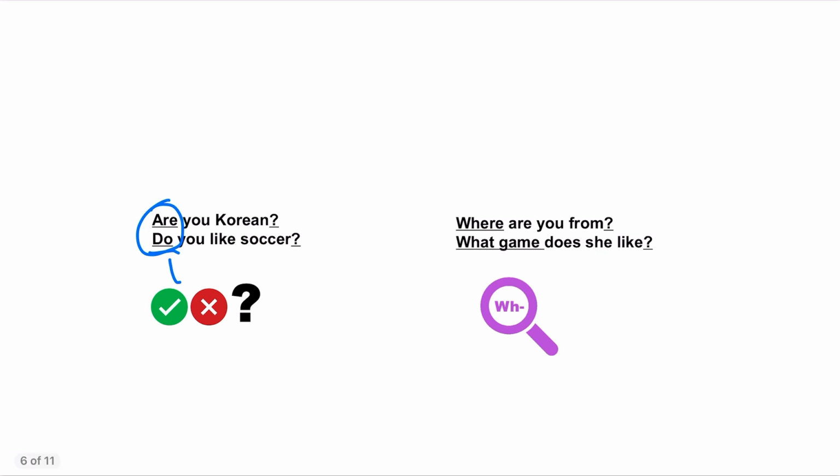If we start with a WH word, who, what, when, where, why, this is the information we don't know. Where are you from? I know you're from somewhere. Where? This information I don't know. Sometimes it's more than one word. What game does she like? This again is the information I need.